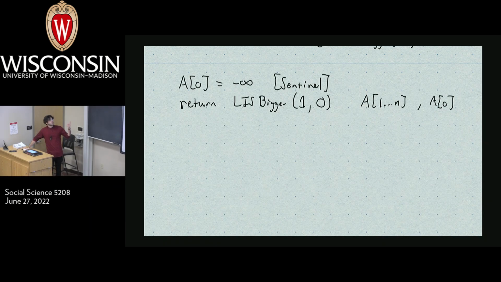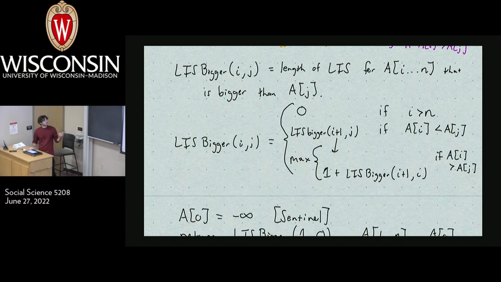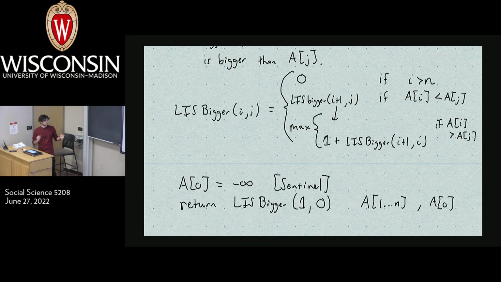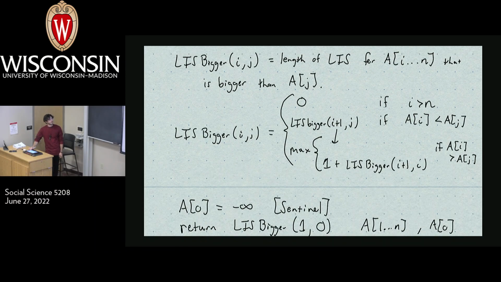So we do this just to make sure we can always include the first element, because the first element could be really small. So if we don't make A of 0 small enough, our recurrence might always ignore the first element, and we don't want that. So we make it minus infinity to guarantee that it's always bigger than that. Okay, so that's the entire algorithm in the index formulation.